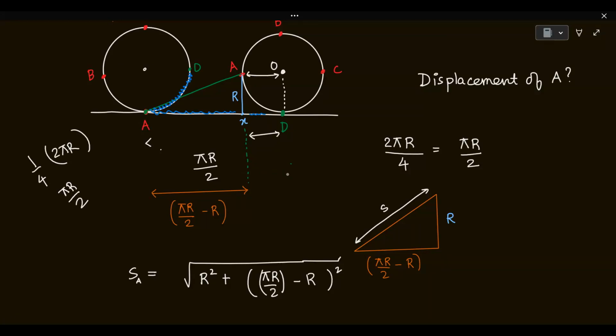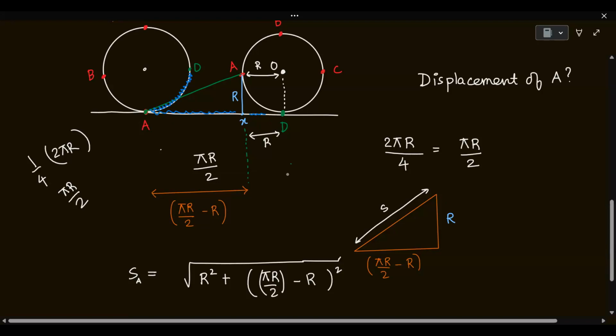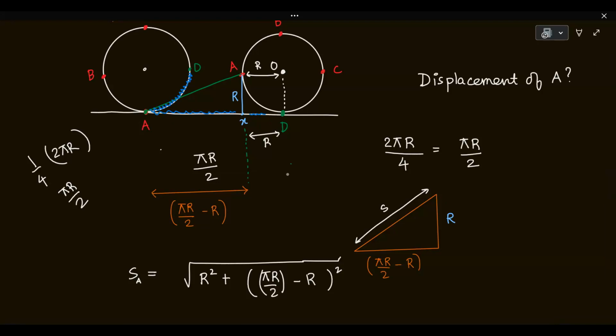A to O and X to D are same, right? This is essentially A square. So here this is R, this is also R. So how much will be A to X distance, guys? A to X distance will be pi R by 2 minus R. That's what I have written, and I have represented that in this right triangle.